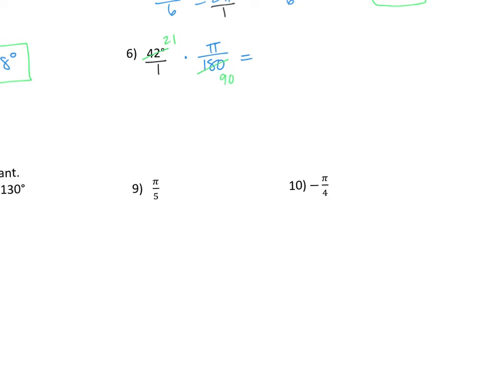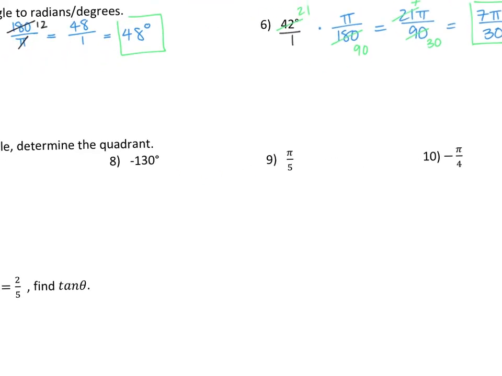So if I multiply straight across, this is going to be 21 pi over, and then 1 times 90 is just 90. Now, they are both divisible by 3. 21 is divisible by 3. If you divide it, you get 7. And then if you divide 3 into 90, you get 30. So this gives me 7 pi over 30 for my radian. So I've just converted 42 degrees to radians: 7 pi over 30.